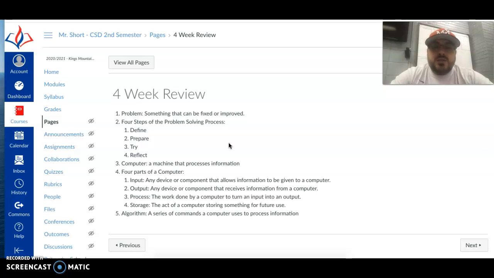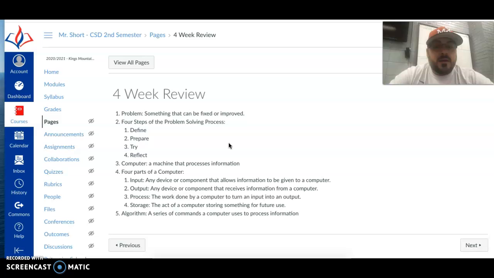To look back and try to understand what it was that we wanted to solve, so defining the problem, how we went about preparing to solve the problem, and what happened when we tried to solve the problem. Was it successful? Was it not successful? Were there parts of it that were successful and other parts where maybe we could have done something a little differently or something better? That's what we do in the reflect step.